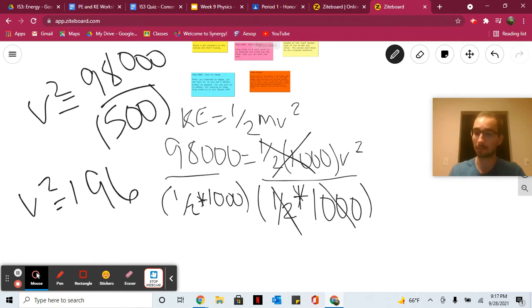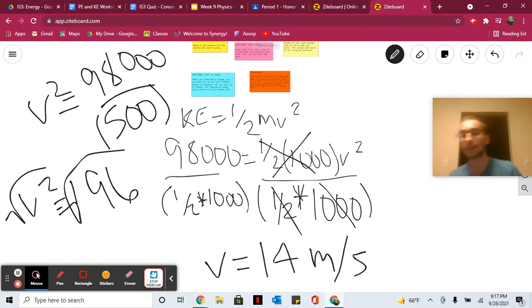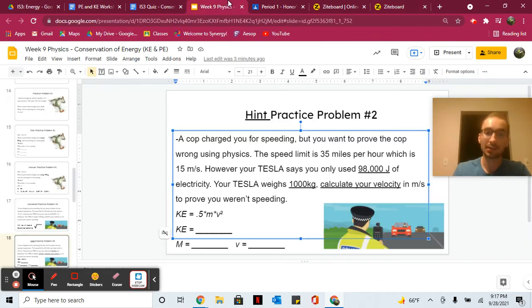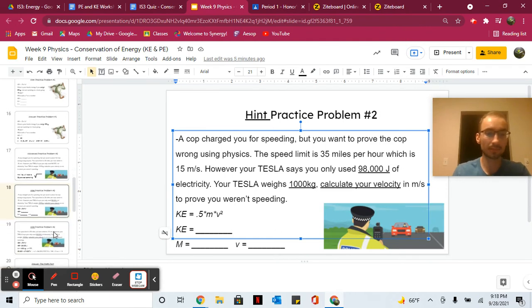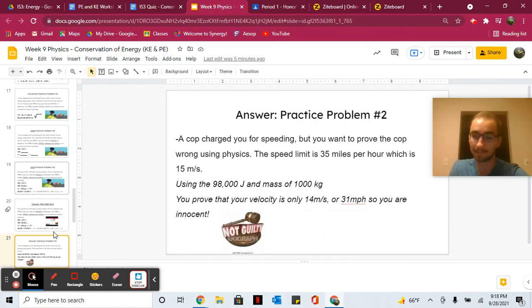We're not done though. We have V squared, but we want V. To undo the square, we need to do a square root. So the square root of 196 is 14. So V is 14. That is how fast you were actually going. And you're going to show your calculation to the judge, and that's how you know the cop was wrong. You were only going 14 meters per second and not 15, so you should not get that speeding ticket.